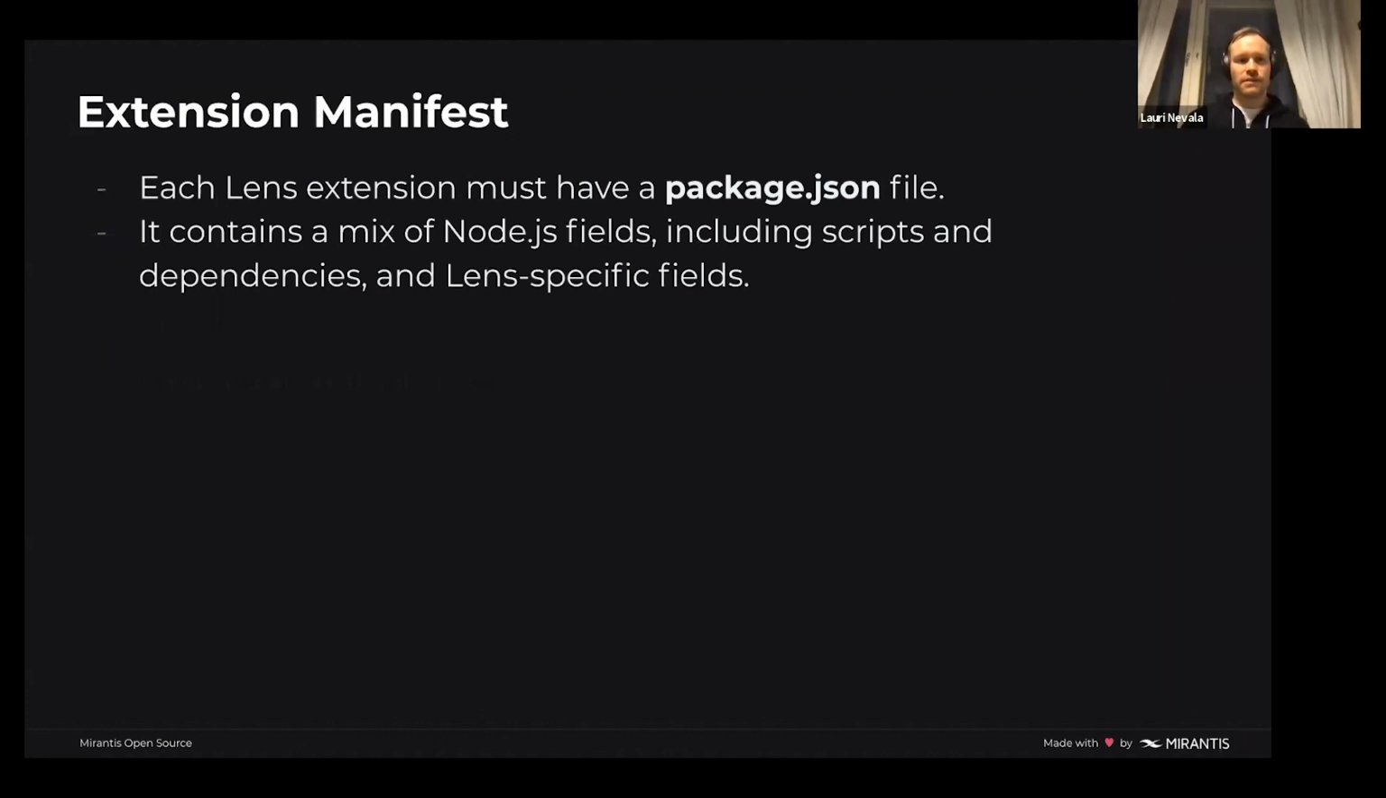So, the extension manifest. Each Lens extension must have a package.json file for the manifest. With a Lens extension, it contains a mix of Node.js fields that are standard or required for NPM packages, including scripts and dependencies of your extension. And then there are a few Lens-specific fields in the manifest, or package.json file.